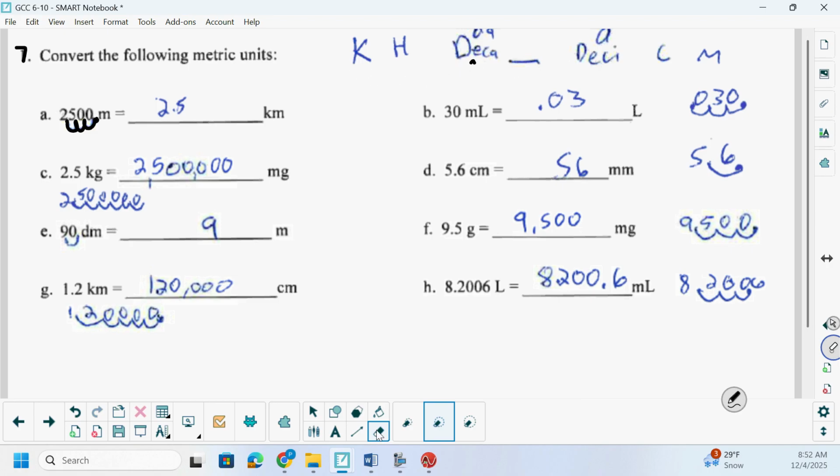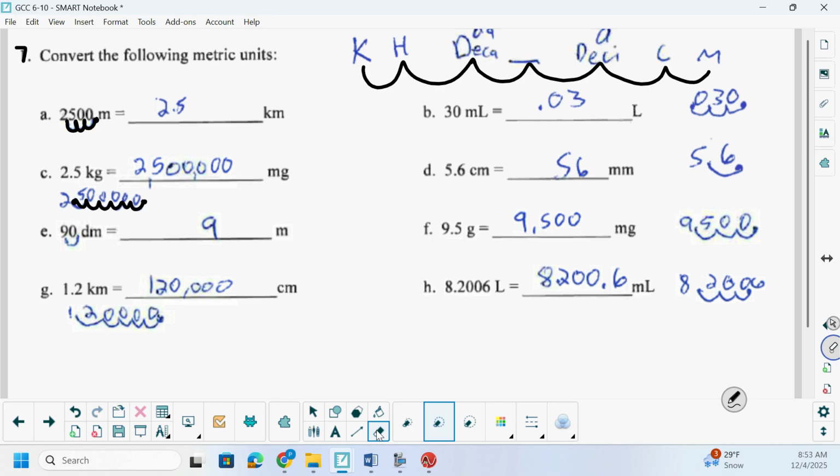We're going kilograms to milligrams. So here's kilograms. To get to milligrams, we're going 1, 2, 3, 4, 5, 6 units to the right. So start where your point is between the 2 and the 5, and we'll jump 1, 2, 3, 4, 5, 6 units to the right, fill in the blank spots with zeros, and we get 2,500,000 milligrams.